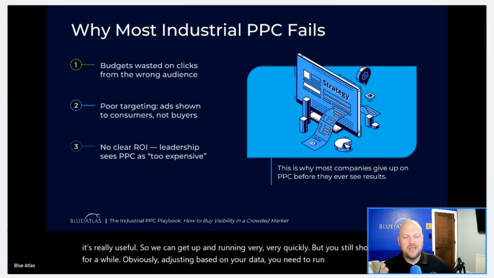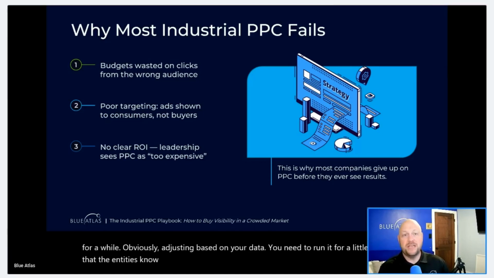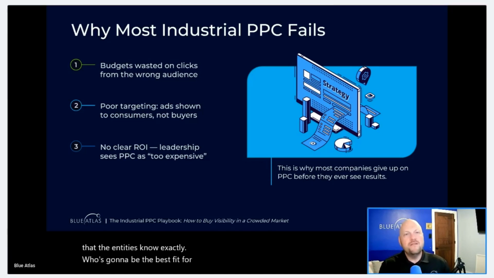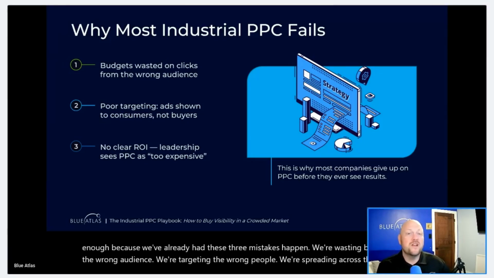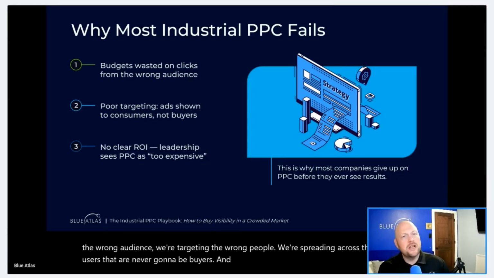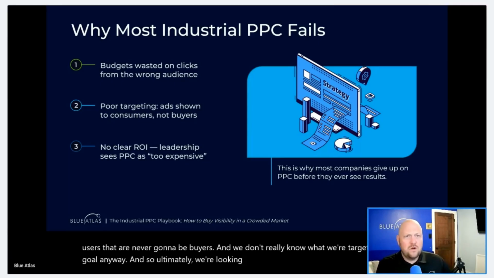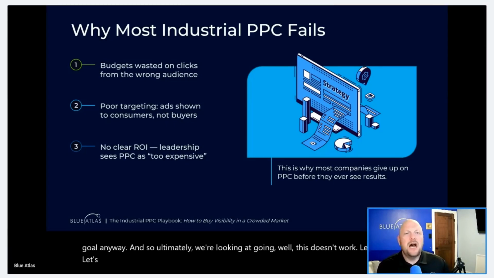You need to run it for a little while so that the entities know exactly who's going to be the best fit for you. But unfortunately, we don't usually let it run long enough because we've already had these three mistakes happen. We're wasting budgets on the wrong audience. We're targeting the wrong people. We're spreading across the wrong users that are never going to be buyers. And we don't really know what we're targeting as a goal anyway. And so ultimately, we're looking at it going, well, this doesn't work. Let's can it. Let's switch gears. A lot of times that might happen after 30 days or 90 days.